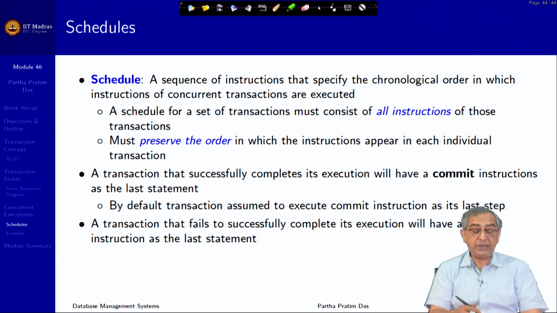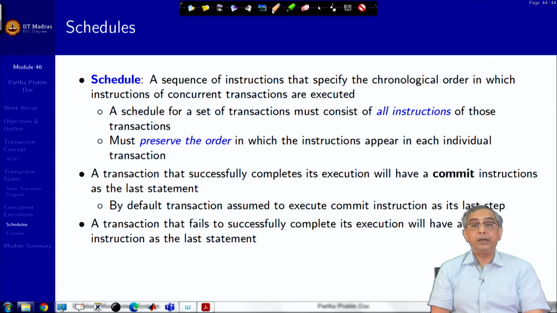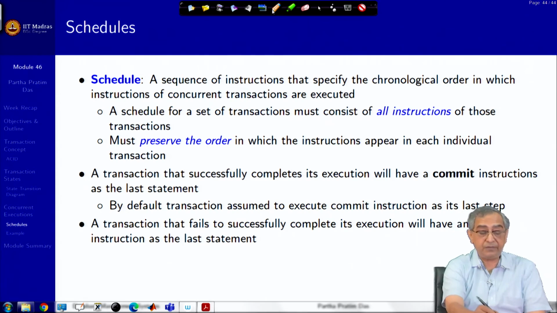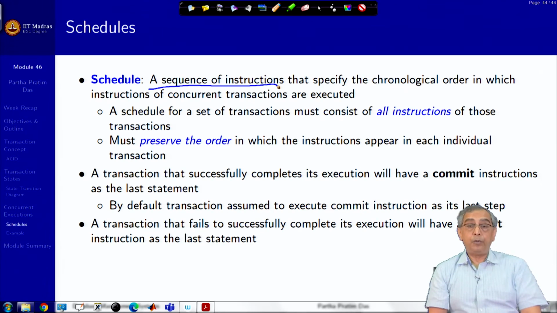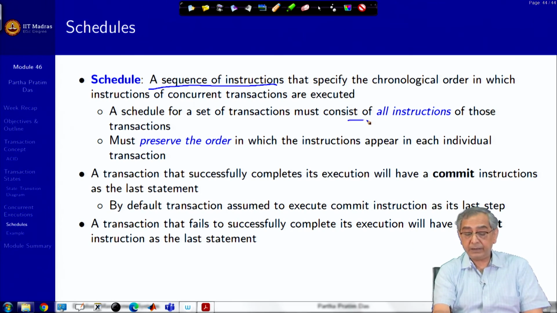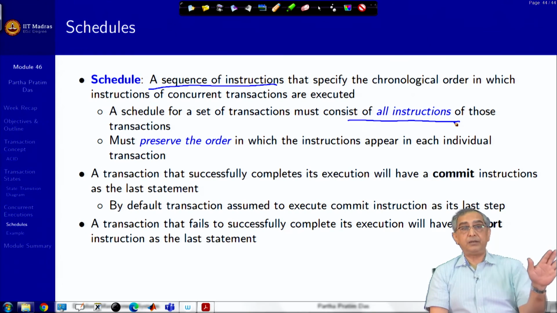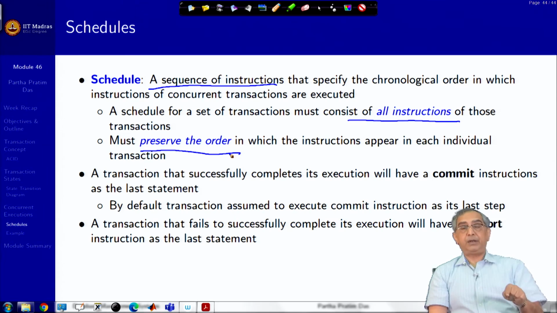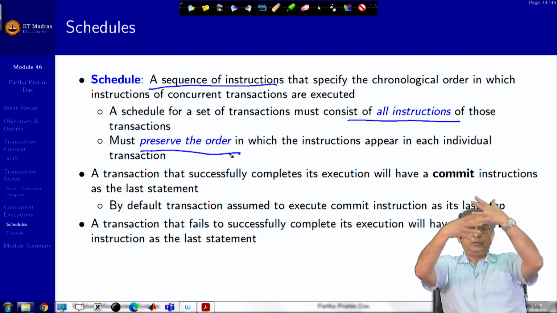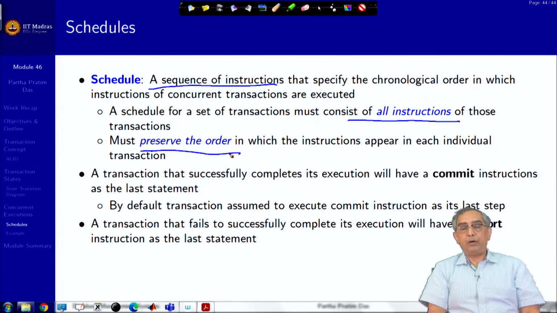The schedule is basically the order in which the instructions are done. A schedule is a sequence of instructions, and those instructions could come from different transactions. So, there are two basic properties of a schedule. First, it must consist of all instructions of all transactions involved, like you cannot miss out an instruction. Second, it must preserve the order, which means that in a particular transaction, the order in which the instructions are given, you cannot change that in the schedule. You can interleave, but you cannot change the order of instructions within one transaction. It must remain the same.